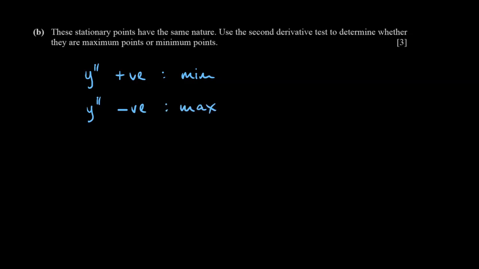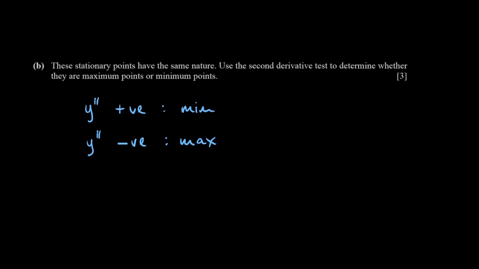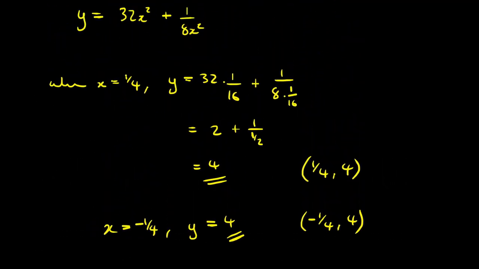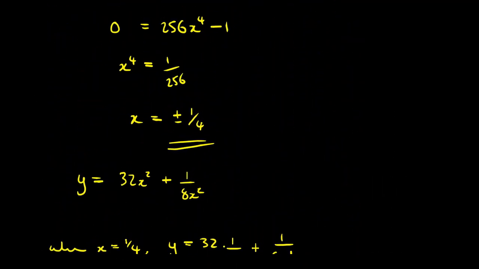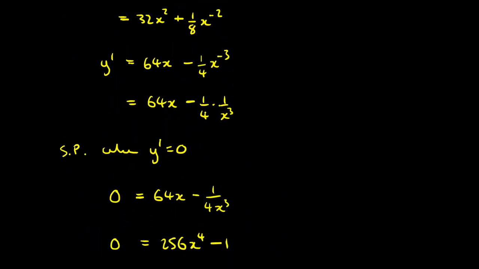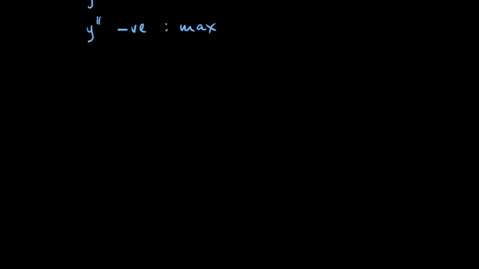So we're going to differentiate our function again, and we're going to find out whether or not we've got a positive or a negative at the coordinates for our stationary points. So let's just go back. We want to find out what dy dx was again. Where did we find dy dx? Somewhere up here. We had 64x minus 1 upon 4x cubed, or a quarter x to the power negative 3. So let's just write it down. So our y prime was equal to 64x minus a quarter x to the power negative 3. So we just need to differentiate this thing again.